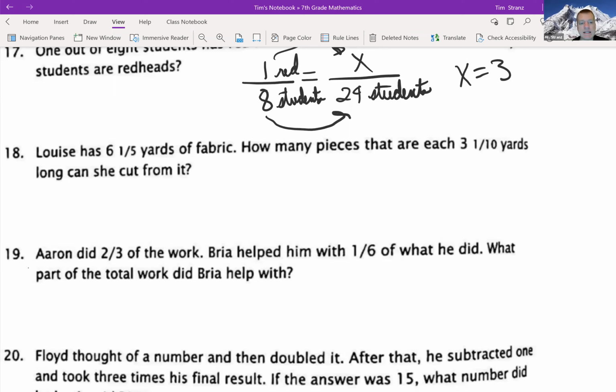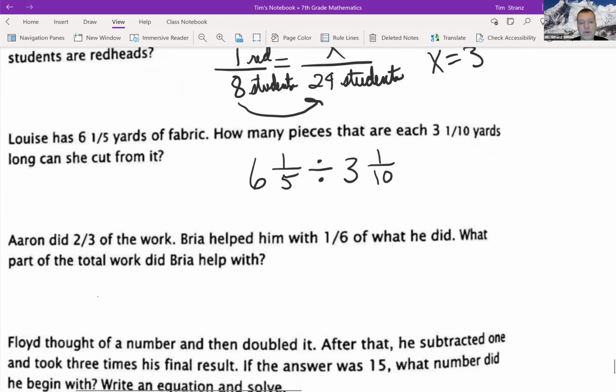Okay, Luis has 6 1/5 yards of fabric. How many pieces that are each 3 1/10 yard can be cut from it? All right, so we have 6 1/5, and we need to divide that into 3 1/10 yards. So 6 1/5 divided by 3 1/10.